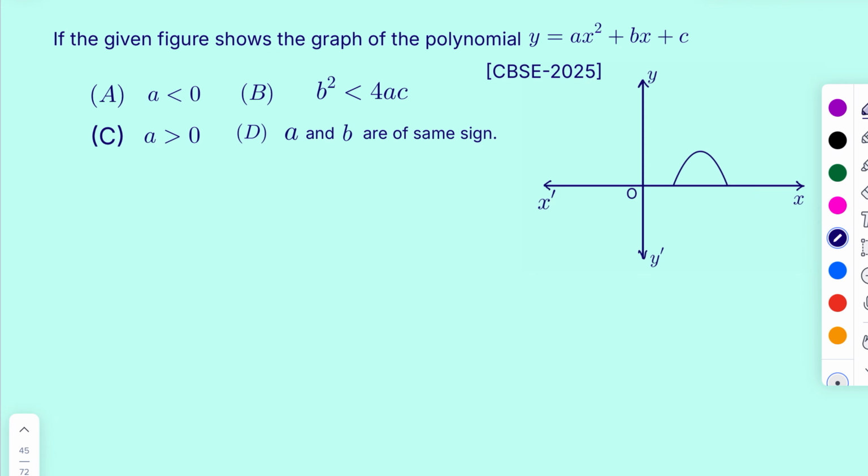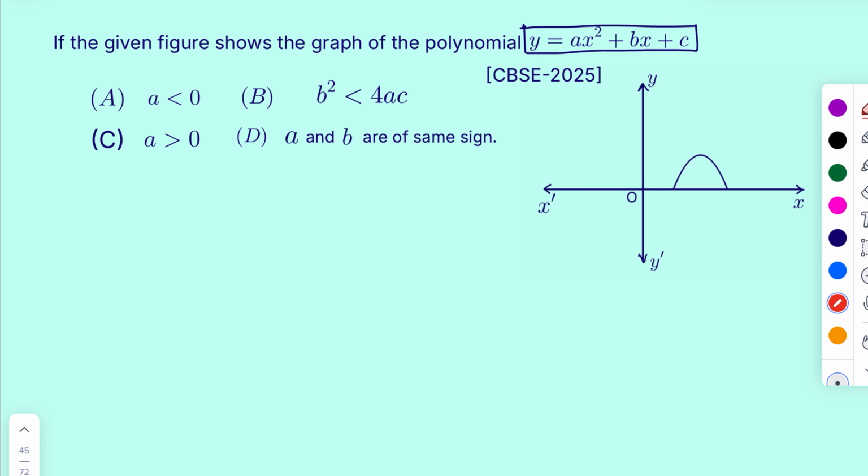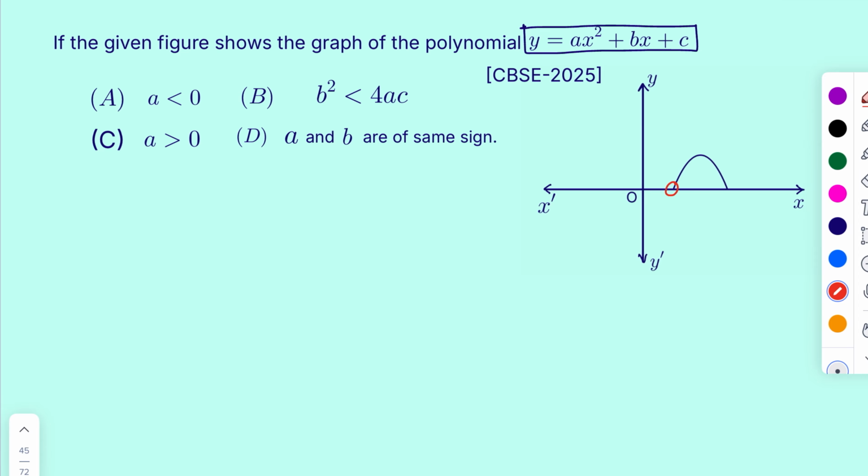Now take the example here. If the given figure shows the graph of the polynomial y is equal to x square plus bx plus c, which condition will be satisfied? You see here, there are two zeros. One zero is here and another zero is here, and the two zeros are positive, greater than 0, because this value lies on the positive x-axis. This value is also greater than 0.